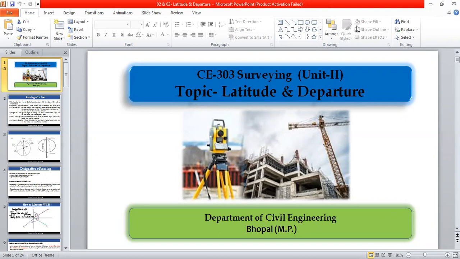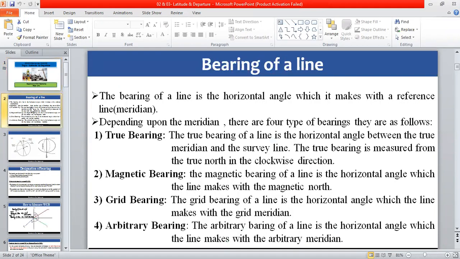Today we are going to study Latitude and Departure in the subject Survey. So let us start. First we will study the bearing of a line. So what is a bearing? Bearing of a line is the horizontal angle which it makes with a reference line.